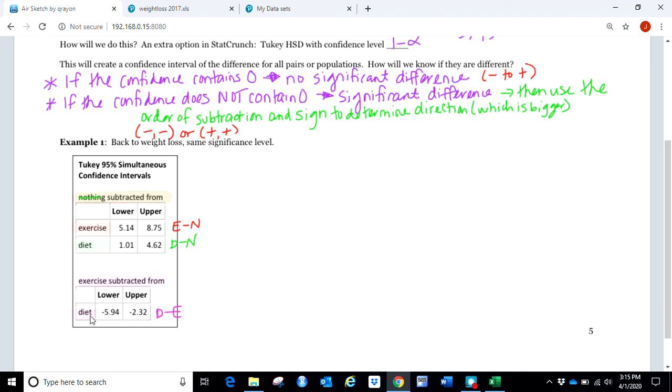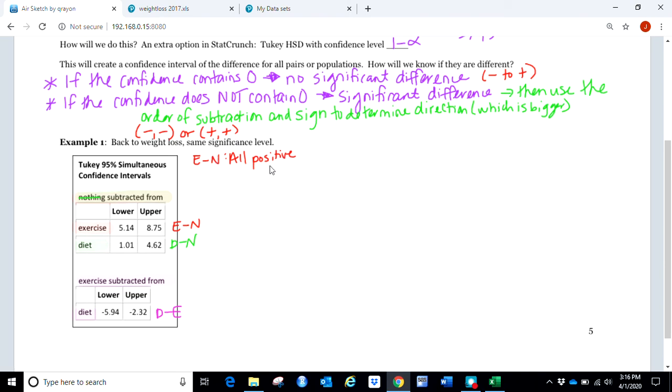The order of subtraction will be very important to us when we're trying to figure out which one is bigger and why. Now what we're looking for in each of the confidence intervals is whether or not it contains 0. So if I look at this first one from 5.14 to 8.75, that's an entirely positive interval. So that one's all positive. That one does not contain 0, so there is a significant difference.